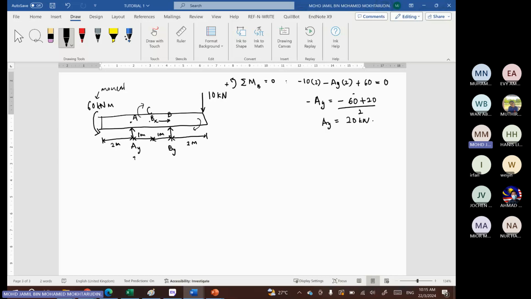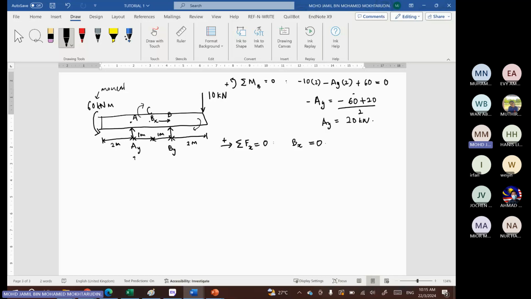Now you can determine the other two forces, BX and BY. So maybe we can start with Bx, or force in the horizontal direction. So in horizontal direction, we only have Bx, okay, and there are no other forces in horizontal direction, so Bx equals 0.